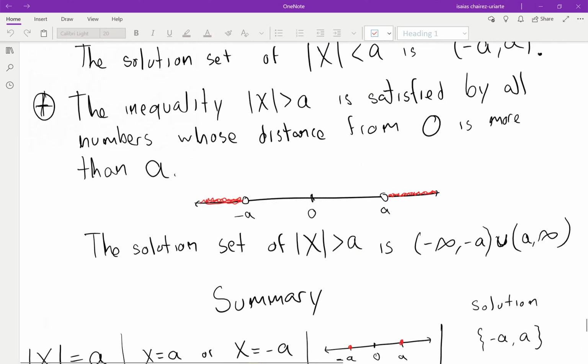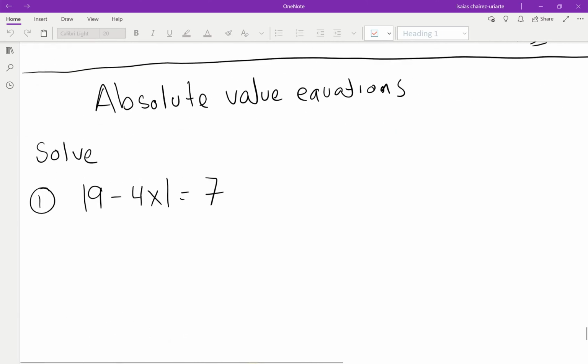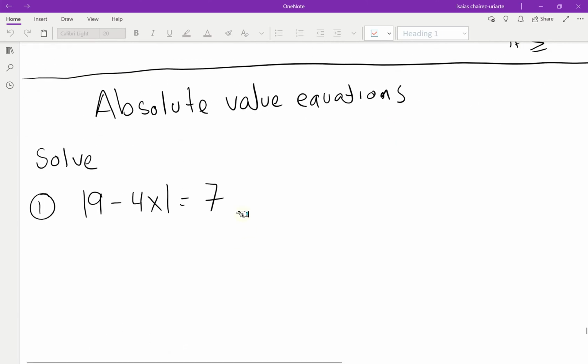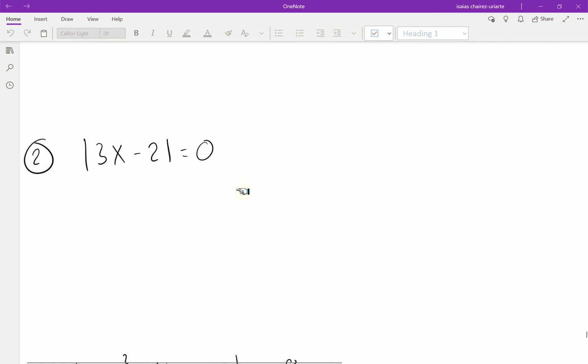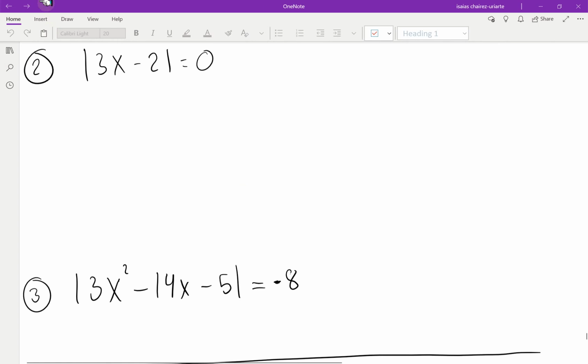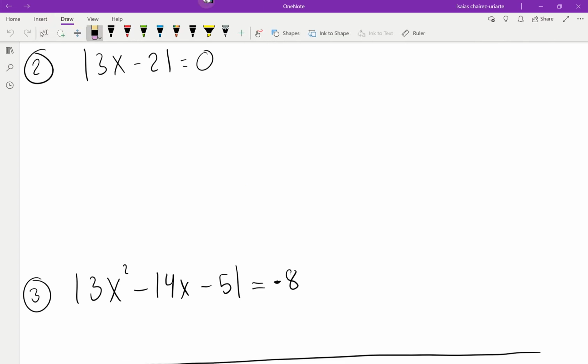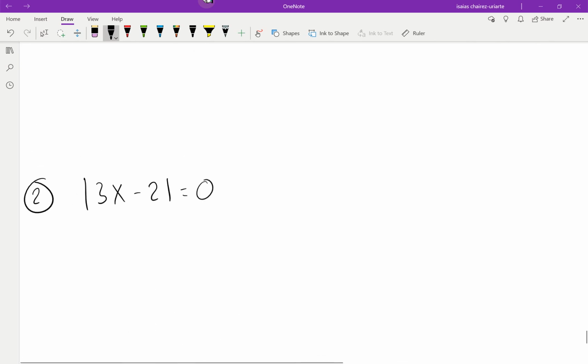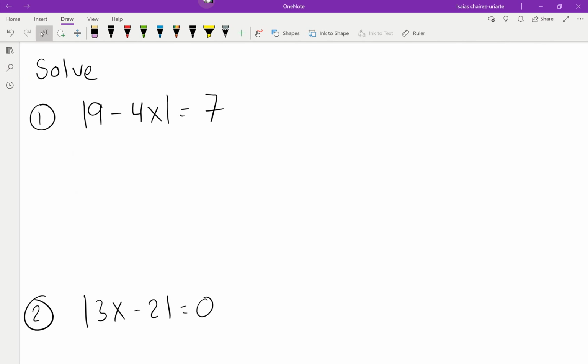Okay, so we have some absolute value equations to solve. At this point, you should write them down and try to solve them on your own. So here's the first one, second one, and third one. And by the way, this is a negative 8 right here. This is supposed to be negative 8. So solve them. Pause the video, see if you can come up with solutions for them. And then let's compare answers after you finish working on them.